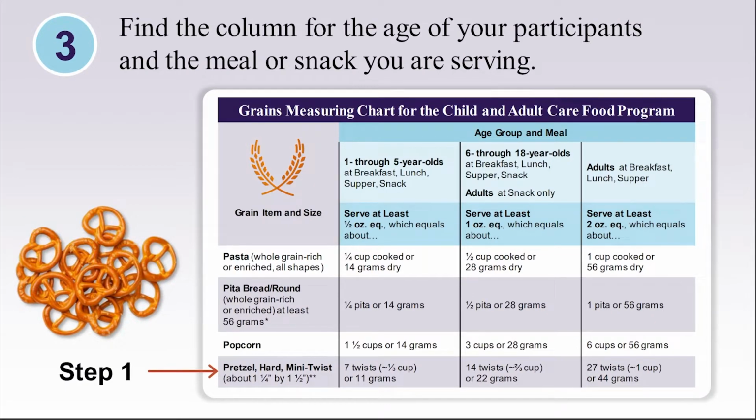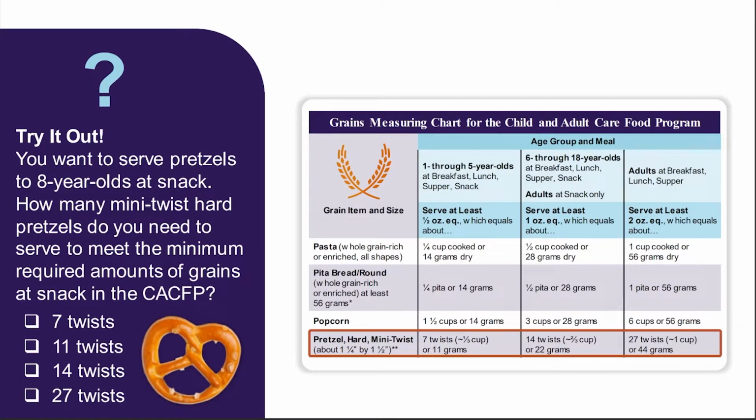Now that we know that we can use the grains measuring chart with this pretzel, our last step is to find the column for the age of your participants and the meal or snack you are serving. Let's try another practice question with that now. Look at the grains measuring chart in the worksheet or on your screen. Let's say you want to serve pretzels to 8-year-olds at snack.